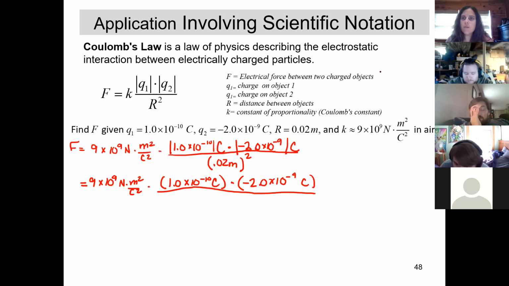So 0.02 times 0.02, that's 0.0004 meters squared, okay?